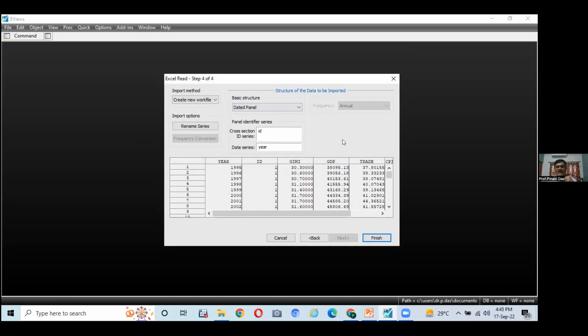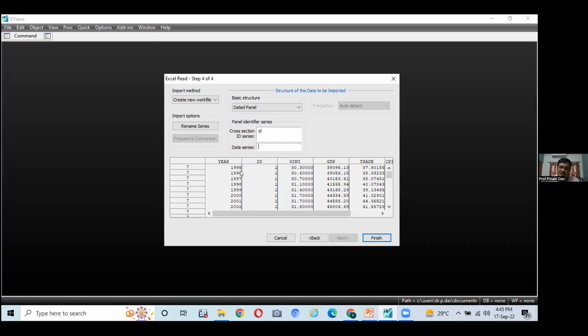As it is panel data, two IDs are important. One is the cross-section specific ID, that is ID, which is available in my data set, and another is the time series specific ID, that is YEAR. Here we select these two variables. In the box of cross-section IDs, what is the variable identified as the cross-section variable in my data set? It is ID. Therefore, I simply write ID.